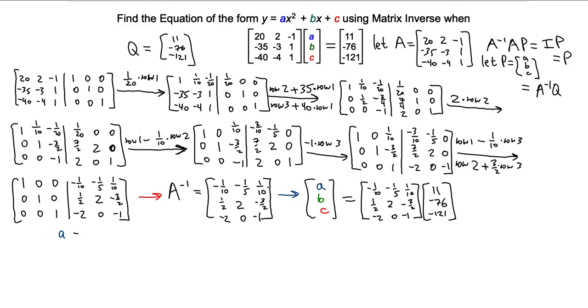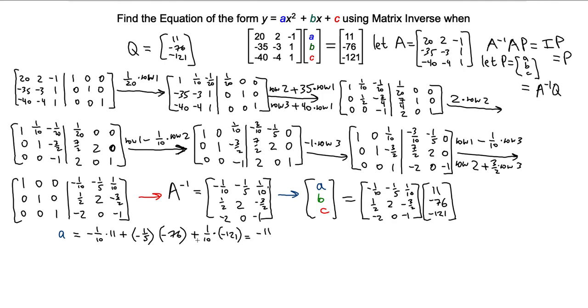So A is going to be what? A is going to be negative 1/10 times 11 plus negative 1/5 times the negative 76 plus 1/10 times negative 121, right? And I'm not going to review how to do this. Just watch my other videos on matrix operations, namely matrix multiplication. You'll see what it is. So 1/10 times negative 121. So that should give you negative 11.